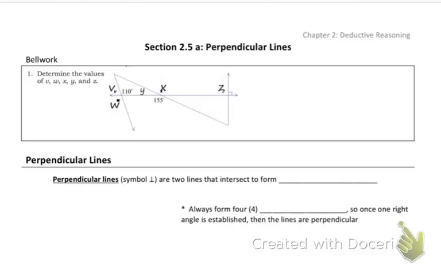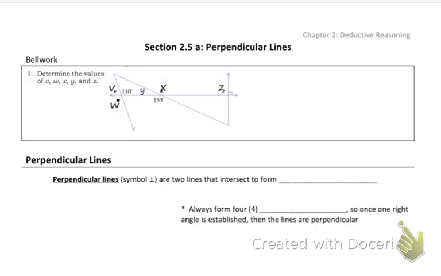All right, let's go through this one. We're supposed to find V, W, X, Y, and Z. They only gave me two numbers, and they gave me a right angle sign. Who wants to start the ball rolling? Who wants to give me a letter and what it equals?